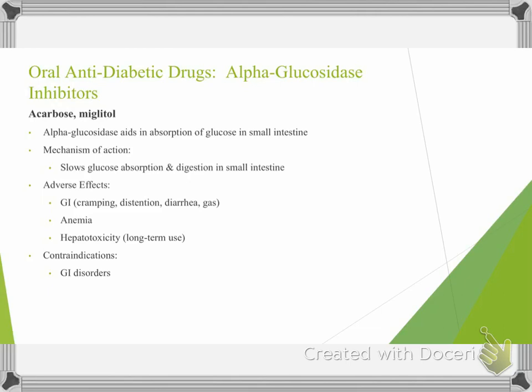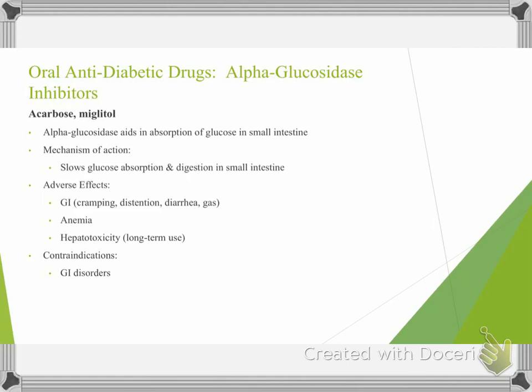So alpha glucosidase inhibitors, these reversibly inhibit the absorption of glucose in the small intestine. So the mechanism of action, it decreases glucose elevation after meals because it's inhibiting the absorption of glucose that we take in our meals. So it slows the glucose absorption and digestion in the small intestine, which helps prevent the spike in the glucose after eating.